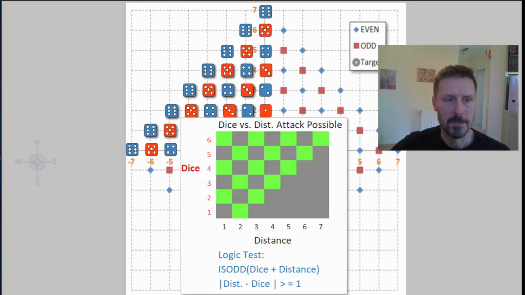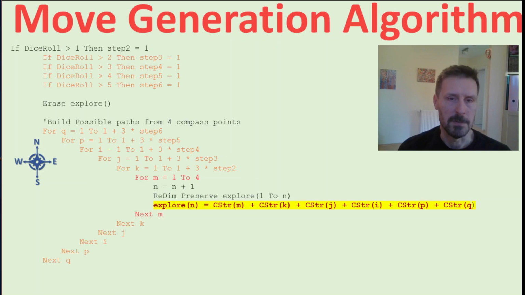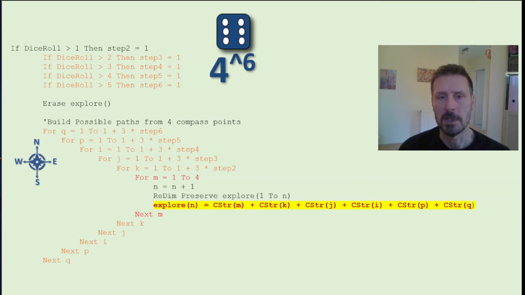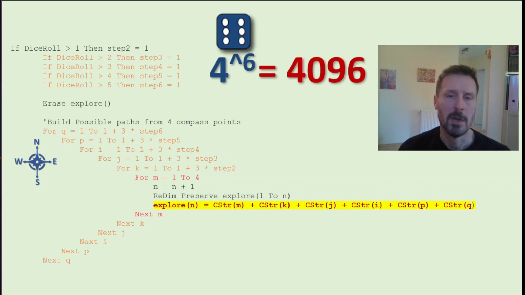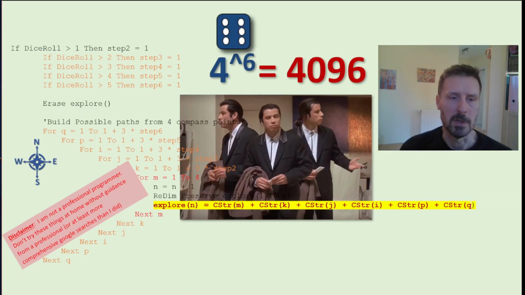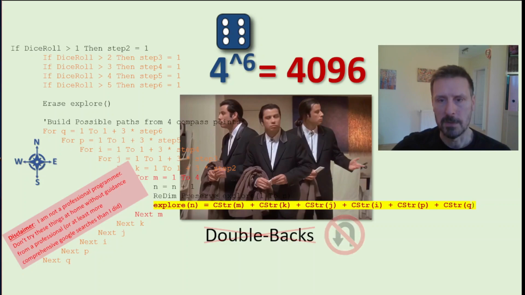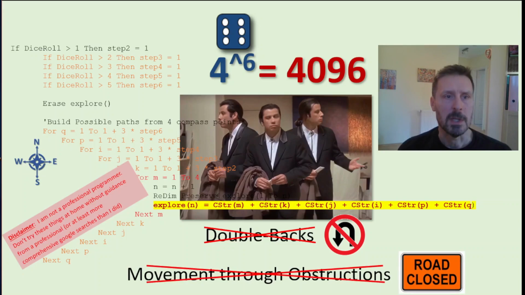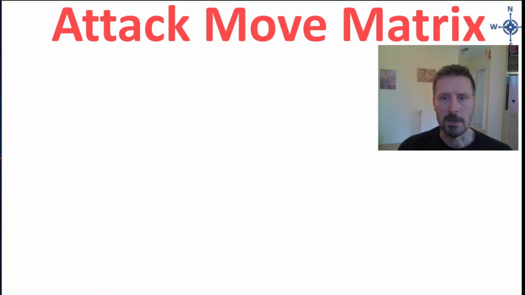Here is my algorithm for creating all possible moves for a six-sided dice in an orthogonal grid. If a six is rolled, the maximum theoretical number of unique moves is 4 to the power of 6, or 4,096 unique explorations of the orthogonal grid. But this number includes double backs and possible transitions through obstructions, such as other planes and board boundaries, which is against the rules. So a requirement downstream will be to filter out the double backs and the moves that would take us through obstructions. Now let's look at how we will feed this large list of possible moves into a filter algorithm to create a viable attack move matrix.